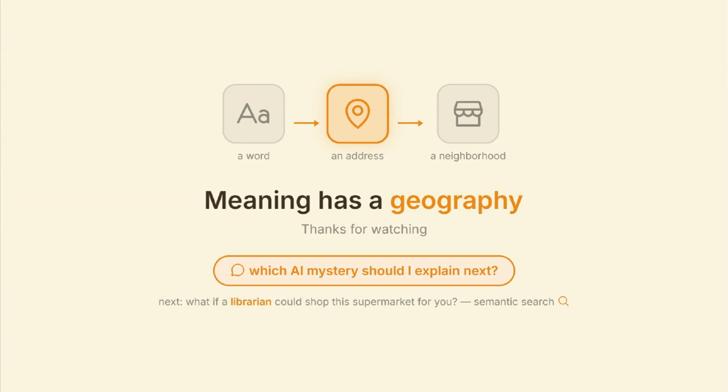The store is built, but who walks it for you? Next time, a librarian who understands what you mean shops the supermarket and brings back exactly the right shelf. Semantic search, see you there.